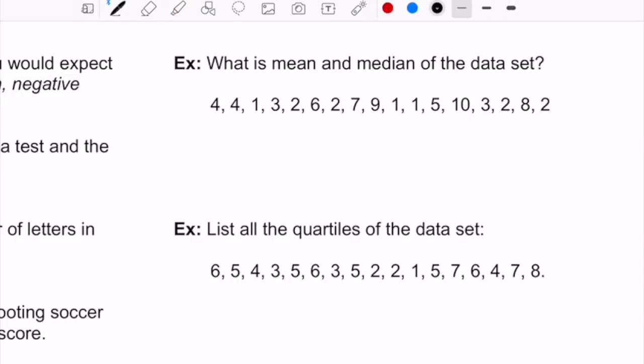All of the measures of central tendency are designed to help us analyze data. And so here in this next example, we're given a list of numbers. There are 17 numbers in the list, and we're asked to find the mean, and we're asked to find the median. So to find the mean, you do not need to put the numbers in order.